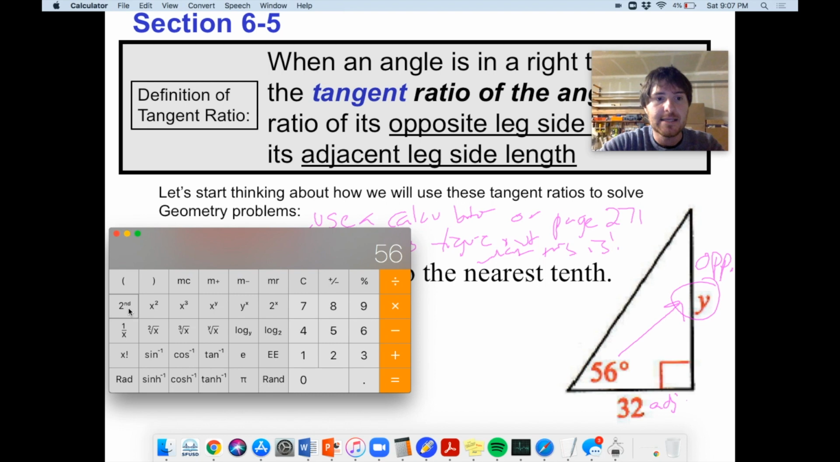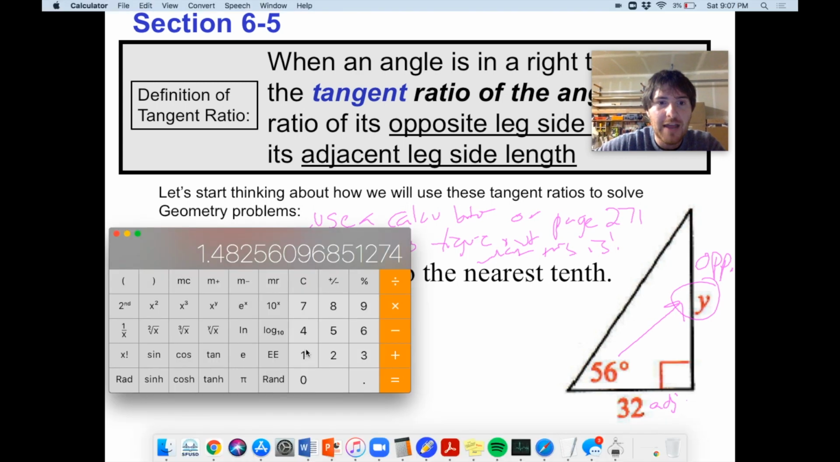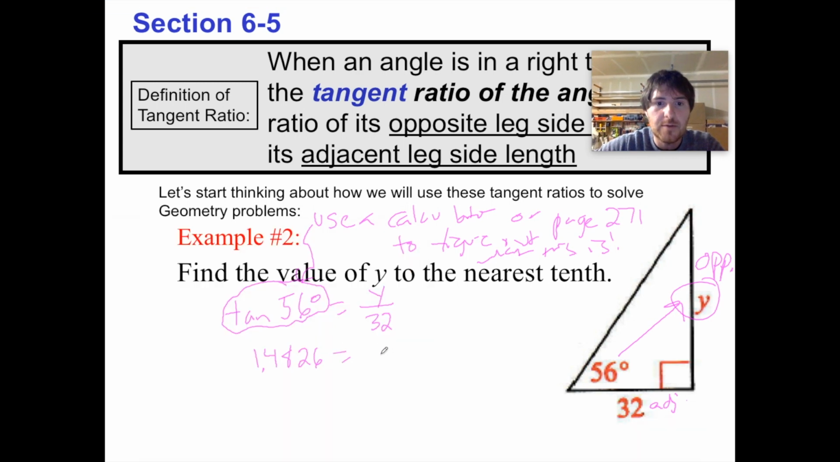I'm going to get my second off and hit tangent. Oh wait, was I in radian mode? Oh wait, no, that's right. Never mind. 56 is bigger than 45 degrees. Remember, this answer is going to be above 1. 56, hit tangent, about 1.48. So I'm going to replace tangent of 56 degrees with 1.4826 equals y over 32.